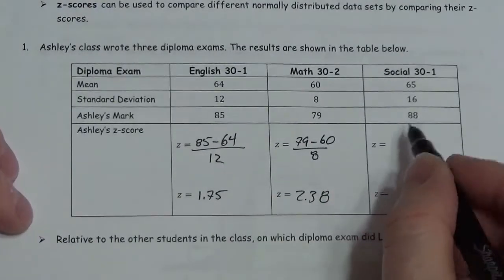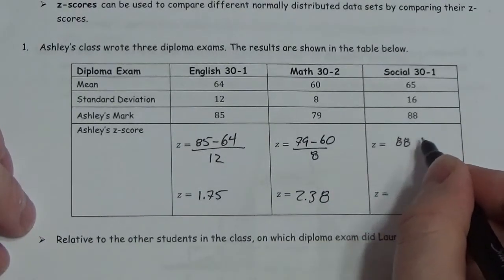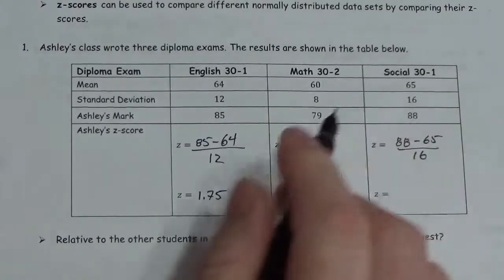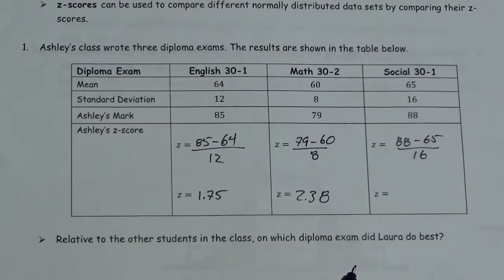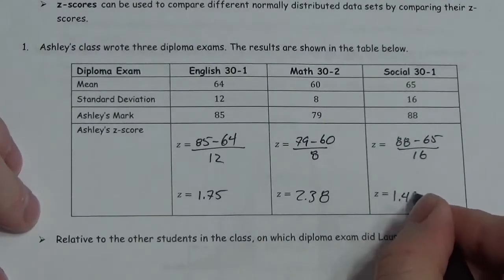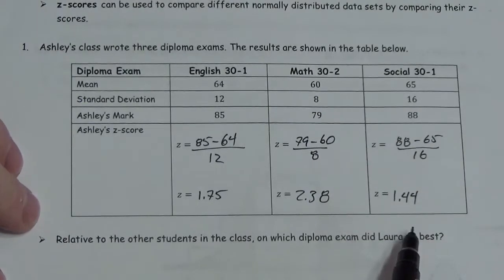And over here with social, she got 88, minus 65 as the mean, over the standard deviation of 16. So 88 minus 65 divided by 16. And we've got a Z-score of 1.44.